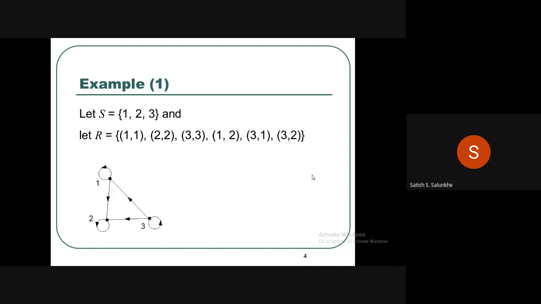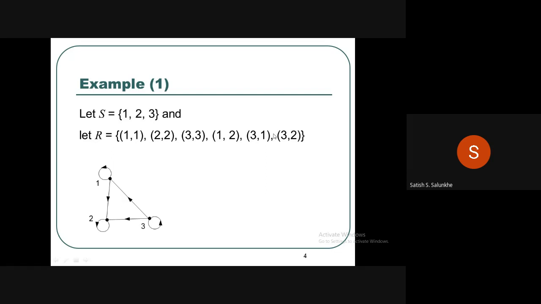Let us take some examples. Assume you have a set {1, 2, 3}, and let us say this is the given relation R, which is {(1,1), (2,2), (3,3), (1,2), (3,1), (3,2)}. So it is reflexive. Why? Because for every element A belonging to S, (A, A) is there in R. You can see here (1,1), (2,2), (3,3) are there in R. Similarly, it is antisymmetric. Why? Because (1,2) belongs to R, (2,1) does not belong to R. (3,1) belongs to R, (1,3) does not belong to R. (3,2) belongs to R, (2,3) does not belong to R.